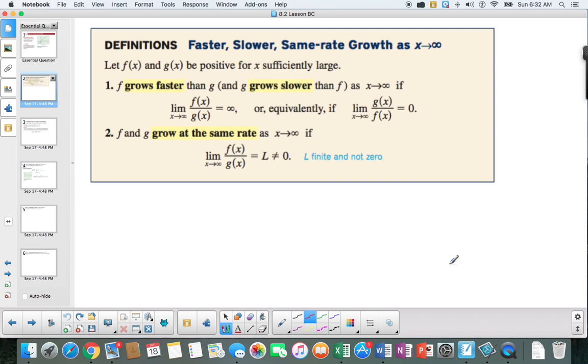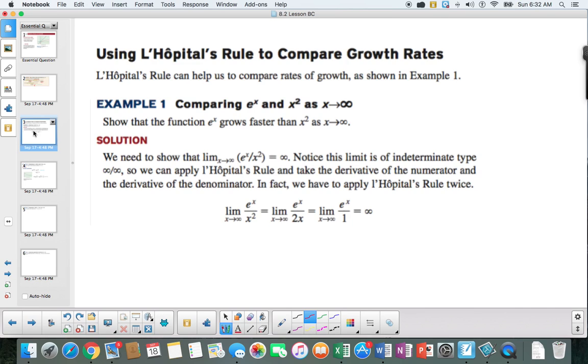When we're comparing two functions that are both growing sufficiently large, when we get the result of infinity, that tells us that the numerator is dominating, and so we can say that f grows faster than g. Now, if the numerator and denominator were reversed, and we found that the limit was 0, then this tells us that the denominator was dominating, and we know that f again is faster than g. If we compare two functions and we find that we get a finite nonzero limit, then the definition says that they're growing at the same rate.